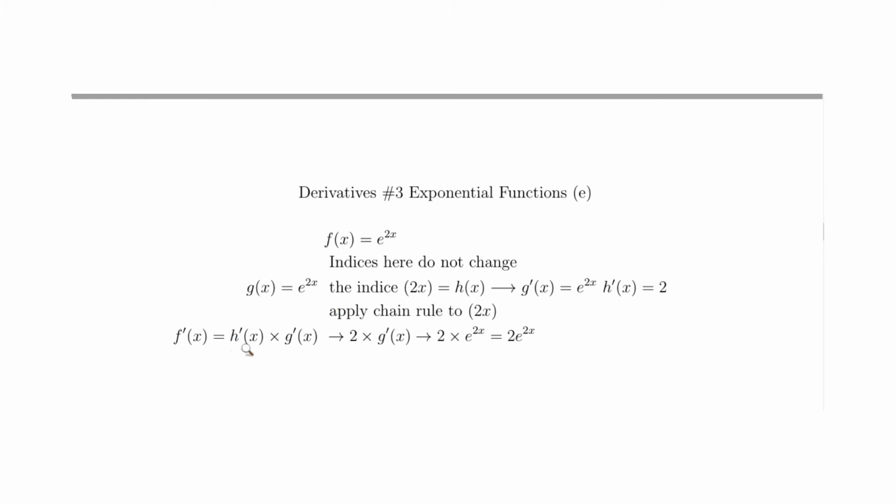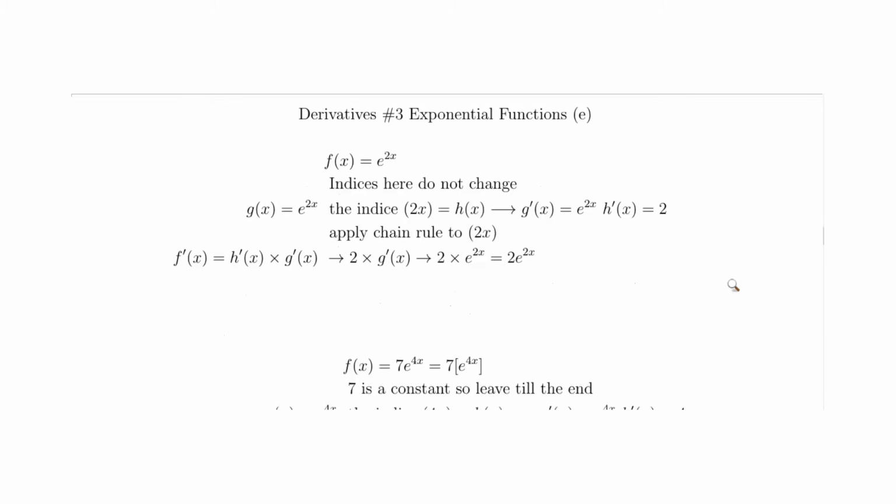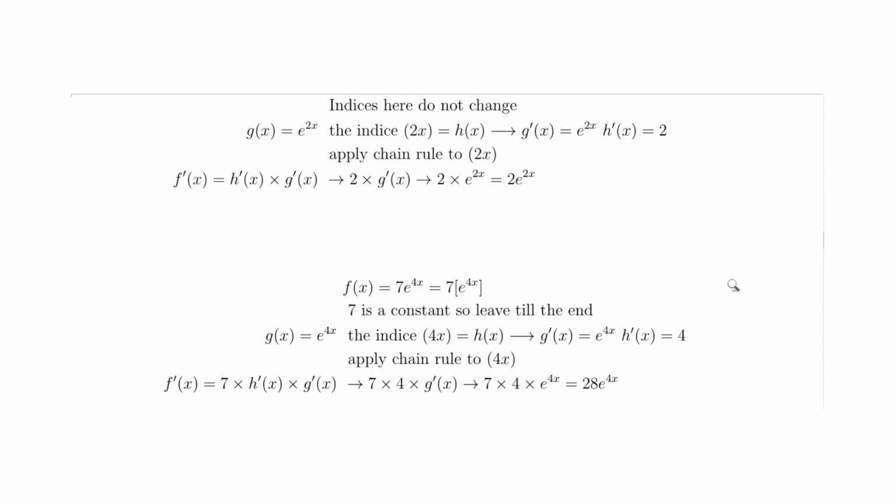So the derivative is h prime of x times g prime of x, which is 2 times g prime of x, which was e to the 2x. So basically 2 times e to the 2x, which gives us 2e to the 2x. And that's our derivative of exponential functions. That's a nice way to start. You can see you just take the derivative there and multiply it out front. So that's pretty straightforward.